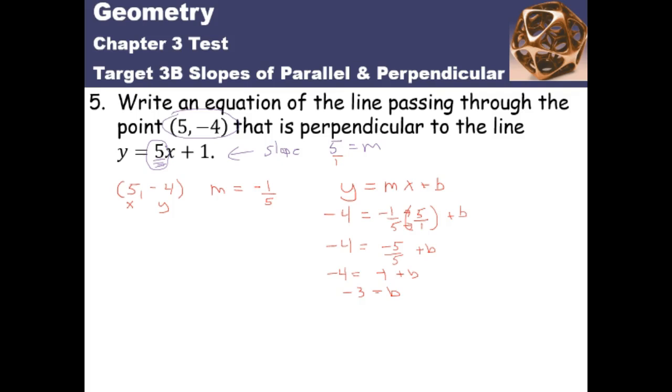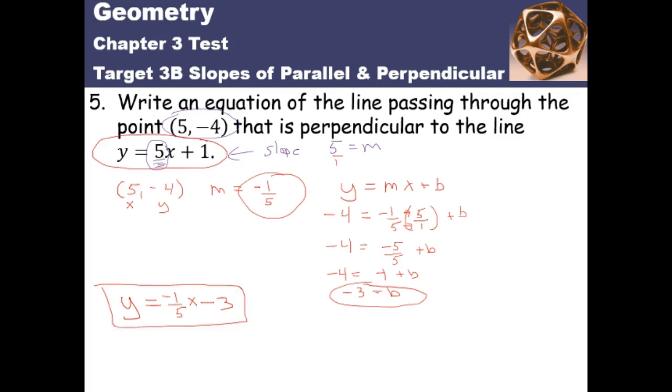Now I have to write the equation of the line. So my answer is going to look something like this. It's y equals m, and here's my m, -1/5, x, plus my b. What's b? -3. So this is the equation of the line: y equals -1/5 x minus 3.